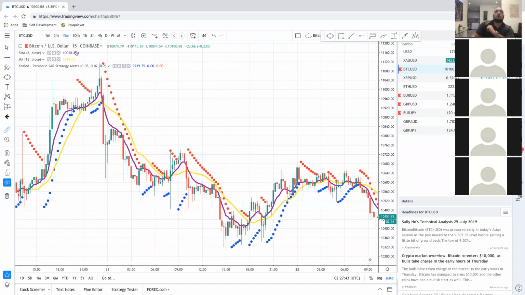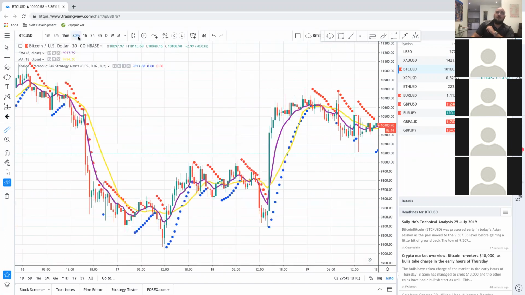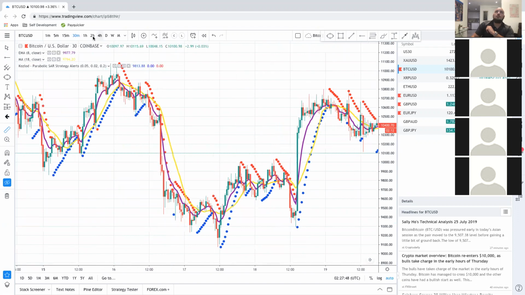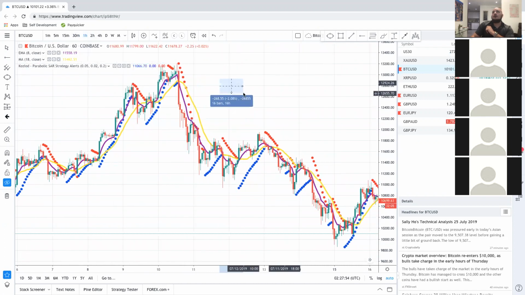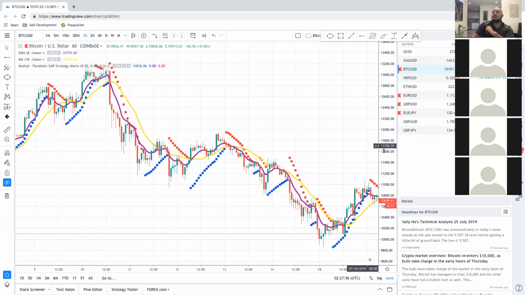If it crosses on the lower time frames first, like on the 15 and 30-minute, and you see that on the 1 hour, it's getting close, you can get in it, all right? Let's say you were getting in on BTC here, like look at this one right here.